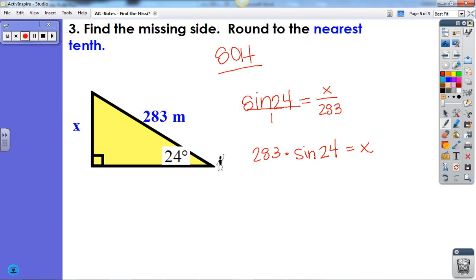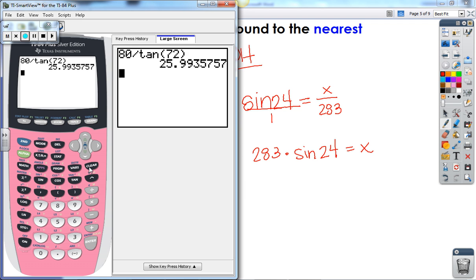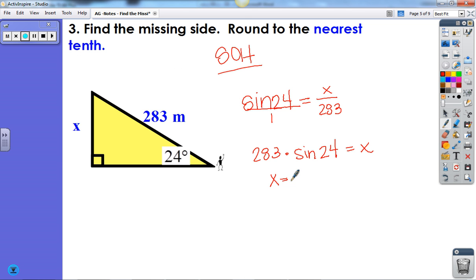So in my calculator, I'm going to type in 283 times the sine of 24 degrees, and I get 115.1. And that is in meters. So again, we're setting up our trig ratios like we did yesterday, but now we're actually solving for a missing side.